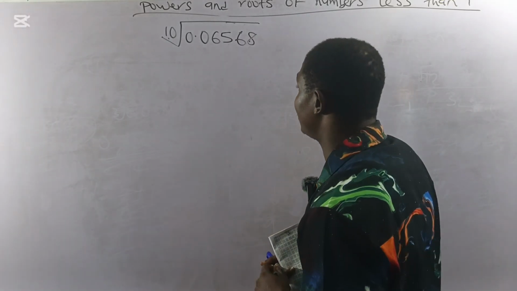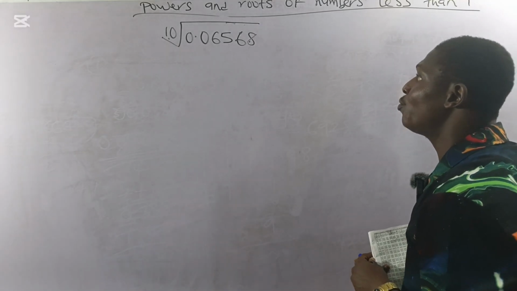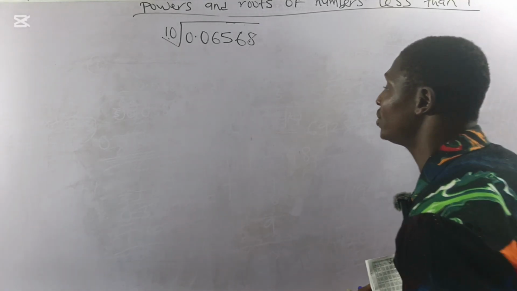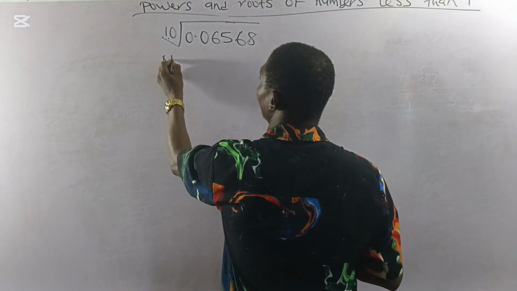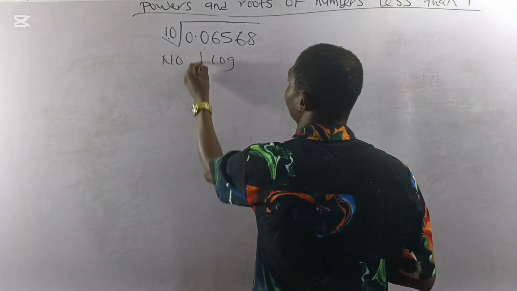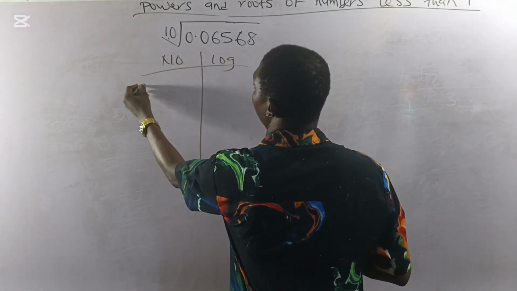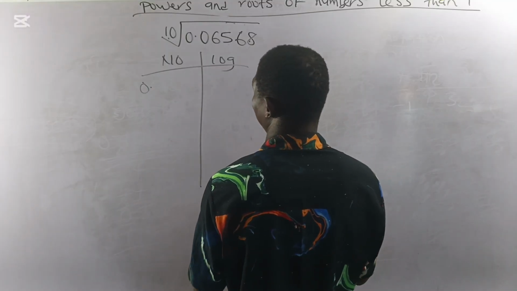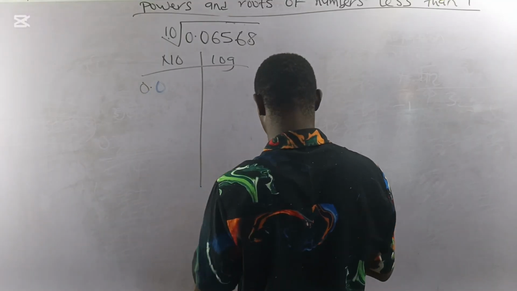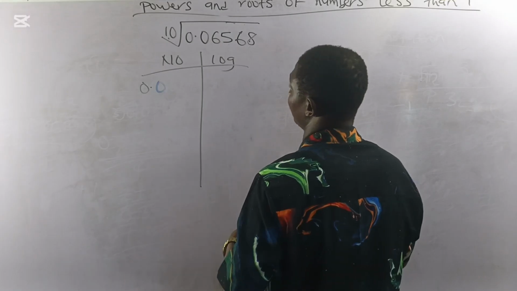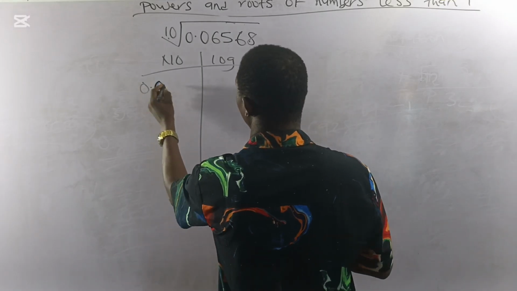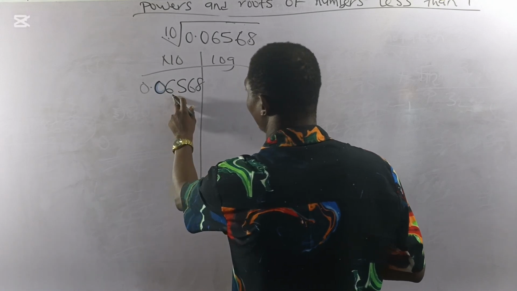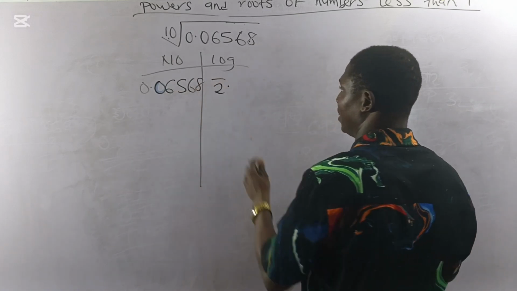So again, we have this: the 10th root of 0.06568. How do we resolve this without using a calculator? So we have number and we have log. We have 0.06568. 2 zeros before the real number gives me bar 2 as my characteristic.